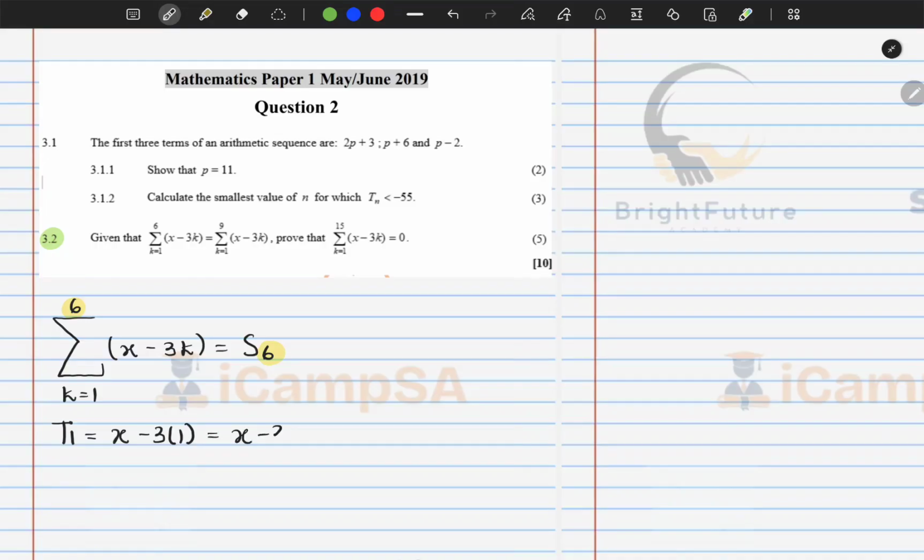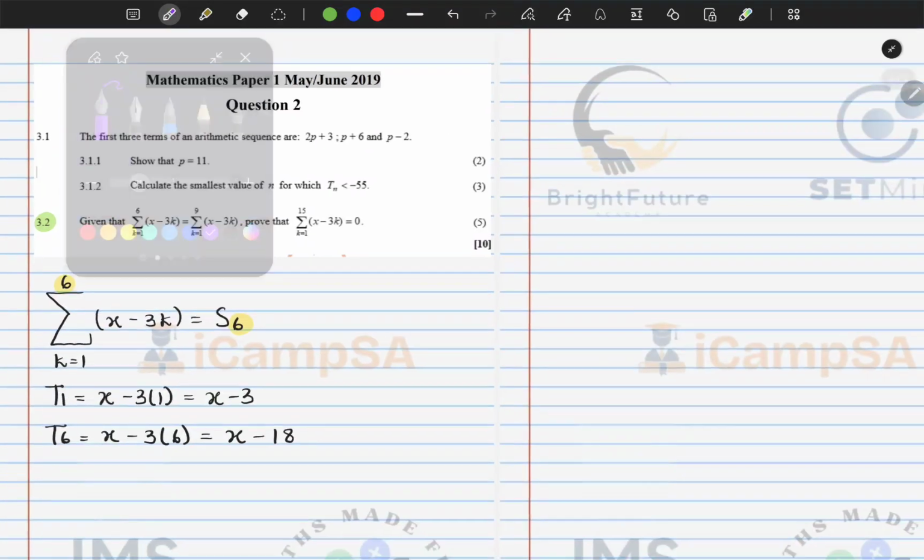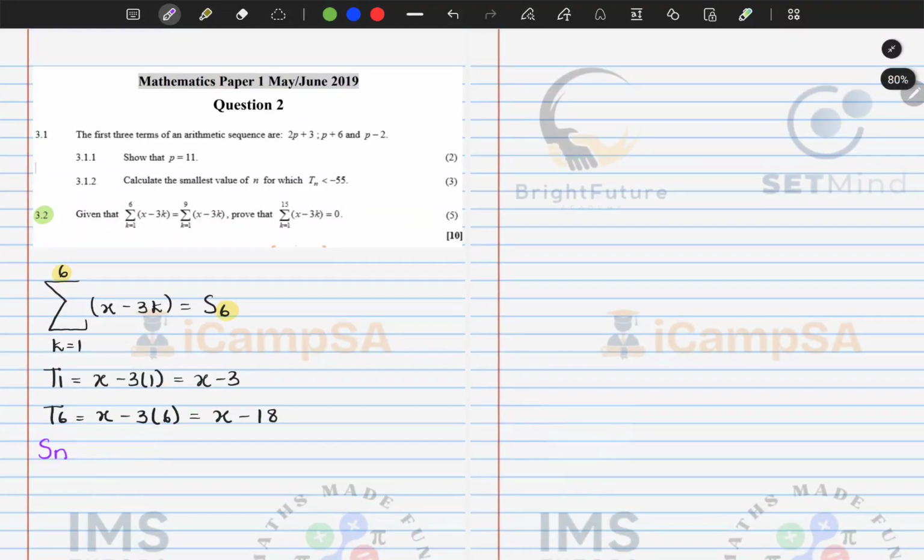So it's just going to be x minus 3. And the last term is T6. So we can put x minus 3 times 6 there, which is going to give us x minus 18. So what we can then do is to use the formula, if you remember, Sn is n over 2 into a, which is the first term, plus the last term.